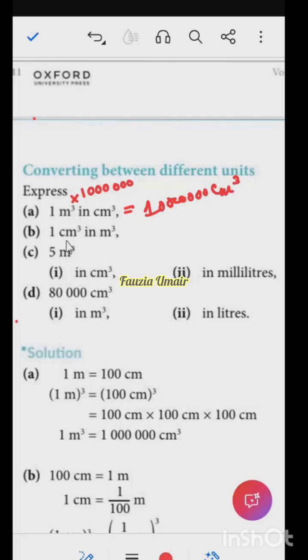Now the other way around. 1 centimeter cube is how many meter cube? You need to divide it with 1 million. If we divide 1 by 1 million, there is a decimal here. So we have to take the decimal back, how many steps? 6 steps. So it would be 0.000001 meter cube. Do you understand this? Yes, ma'am.